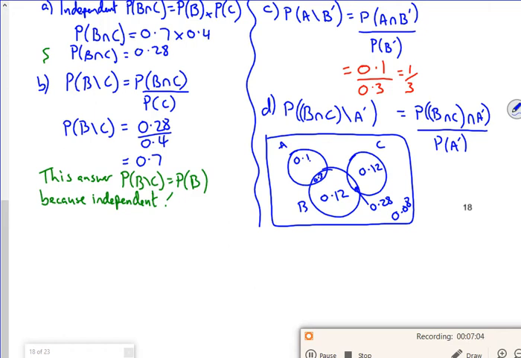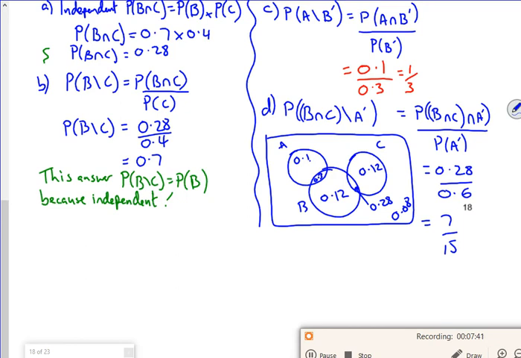So not A. We've got to look at the overlap. So for B and C with not A, that's going to give us 0.28. And that's chosen from the 0.6, which is not A. Because A is 0.4, not A would be 0.6 there. So the B and C part and not A that we're choosing from. Messy question. Messes with your head, anyway.